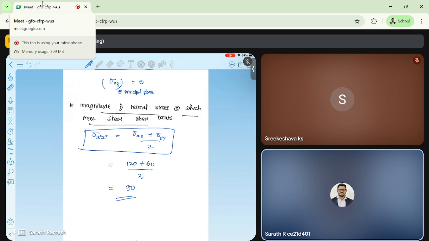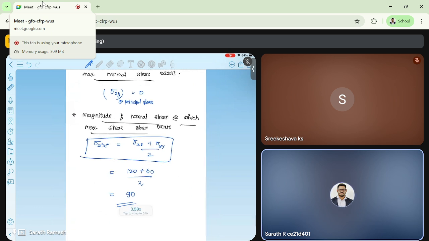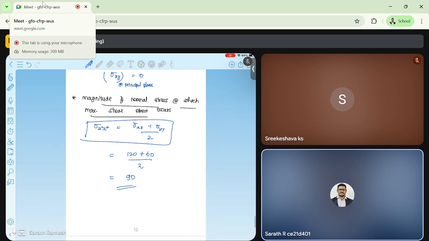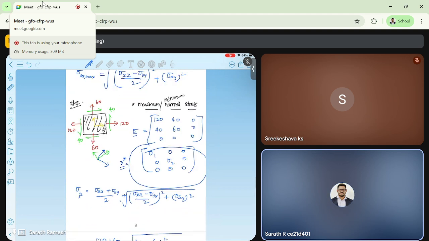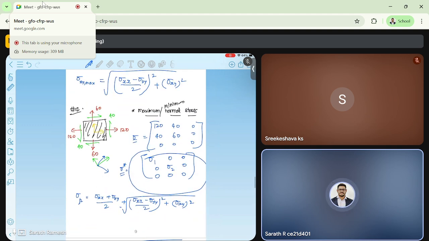Okay. And finally, they are asking about the state of stress. So, state of stress, we have uniaxial state of stress, biaxial state of stress, deviatoric state of stress, and plane state of stress. Also pure shear state of stress. So, based on the stress tensor, is this tensor a uniaxial state of stress?